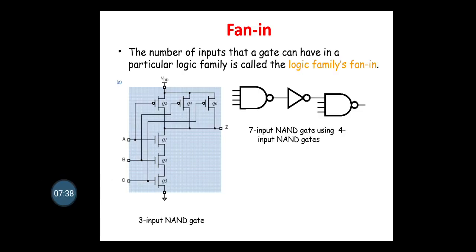Next is fan in. Fan in is the number of inputs that a gate can have in a particular logic family, and it is called the logic family's fan in. So here you can see a 3 input NAND gate. The fan in is 3, as it is connected with 3 inputs. And also a 7 input NAND gate using 4 input NAND gates. So here for the 4 input NAND gate, the fan in is 4.